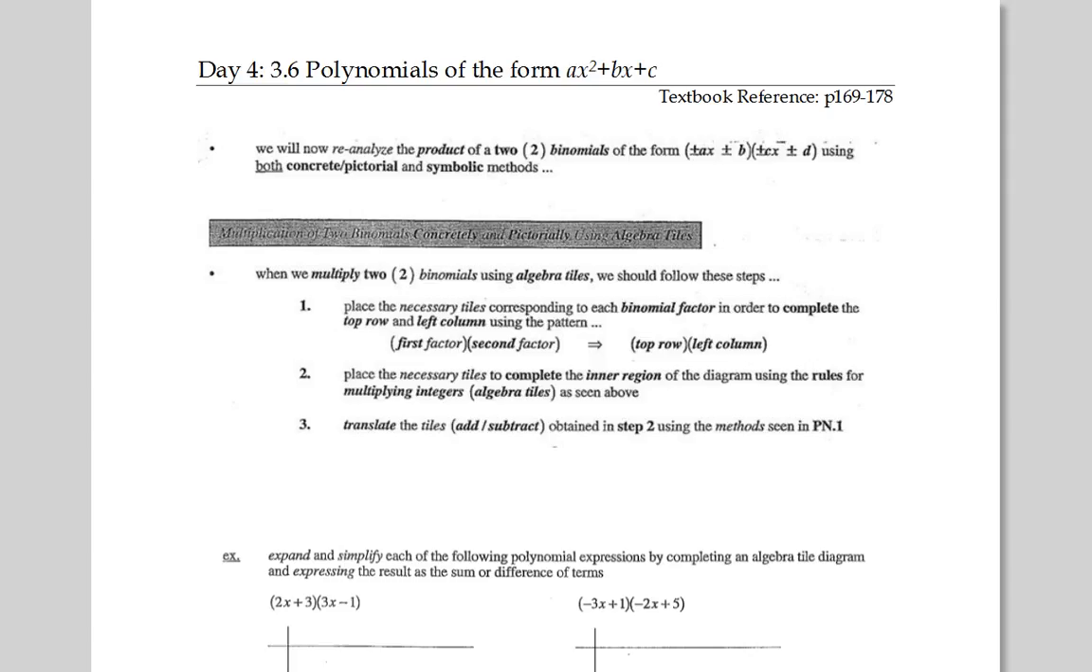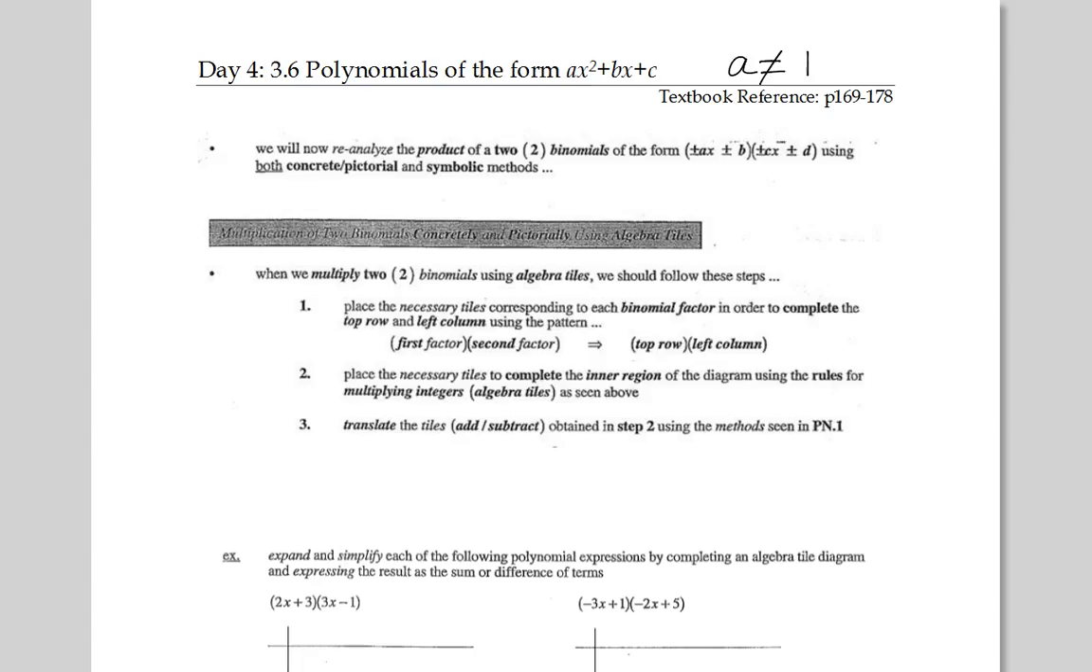Day 4, we're going to look at polynomials in the form ax squared + bx + c, where a is not 1. And that's the key difference to some of the stuff we've been doing earlier. For this lesson, a is not 1. So put that in at the top. Okay, so the goal of this class is to be able to factor trinomials of this form.